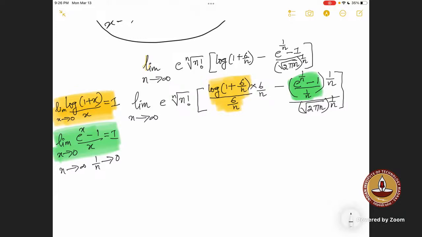Now what I'm doing is, you could see this term over here, which is nth root of n factorial, right? So I am moving this particular term into the bracket. Now look carefully. This limit will be limit n tends to infinity, e is a fixed number. Let me let it be like this. So this will be log 1 plus 6 by n by 6 by n. So here it will be 6 by n into nth root of n factorial. Is that clear?